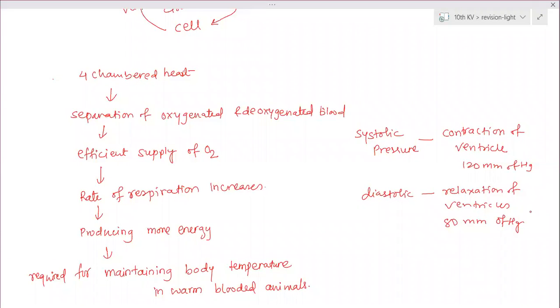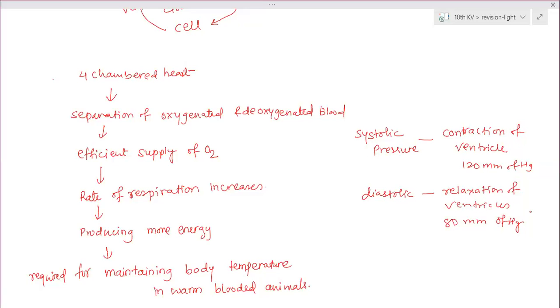Blood is bidirectional. Blood moves in two directions, but the lymph moves in only one direction, that is from cell to blood. That's it. Okay, so these are the functions of the lymphatic system.